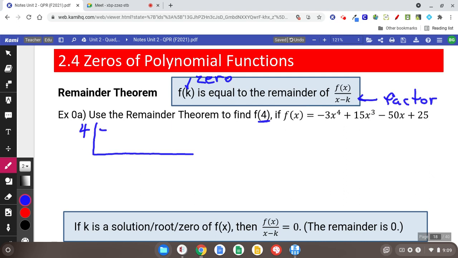I see a -3 for the x to the fourth. I see a 15 for the x squared. Now notice, I said x squared, but I meant x cubed. Notice x squared is missing. So you have to put a 0 to hold its place. If you don't put a 0 as a placeholder, you're going to get confused. Your numbers are going to get crossed up. So each term has to be represented. -3x to the fourth, 15x to the third, 0x squared, minus 50x, and then 25.